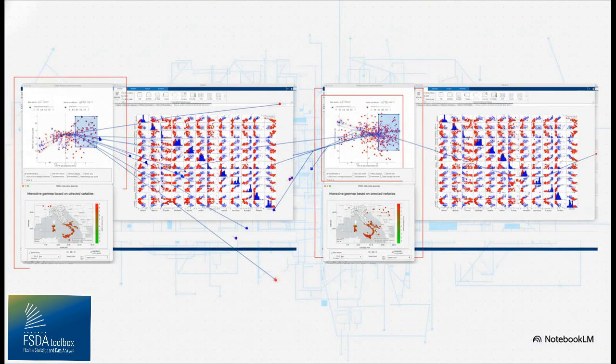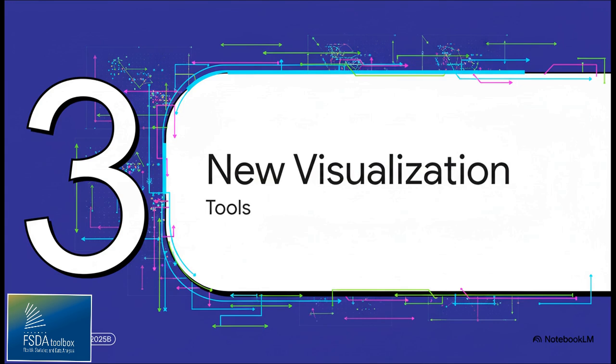But wait, the connection doesn't stop there. It goes even deeper. See how those units you just brushed in the biplot are now highlighted in red? Well, they're highlighted across the entire scatterplot matrix. What you're getting is a complete, multi-dimensional fingerprint of that specific subgroup. It shows you, at a single glance, exactly how they behave across every single variable you're looking at. It's incredibly powerful.